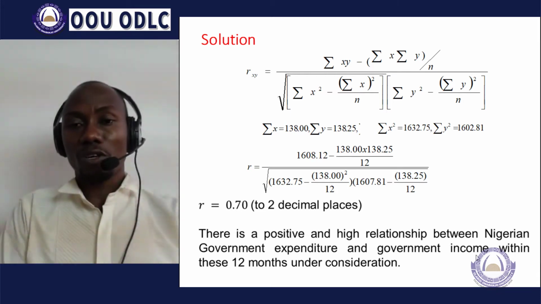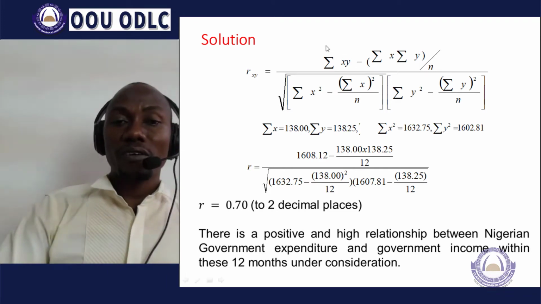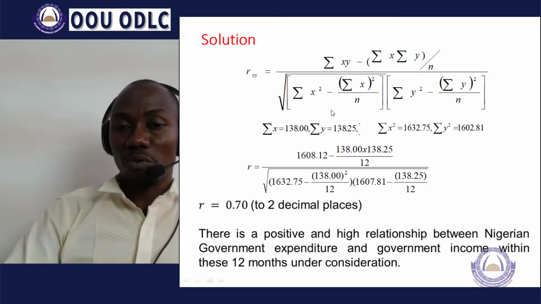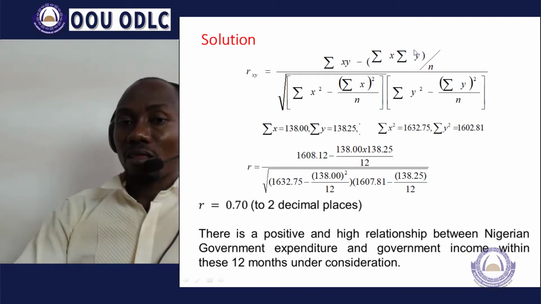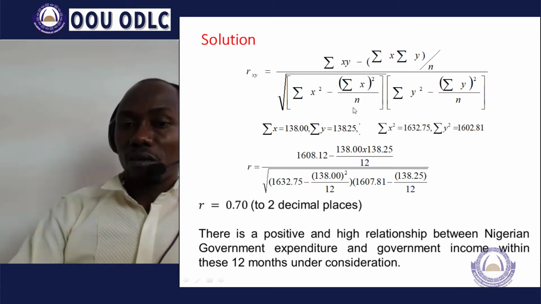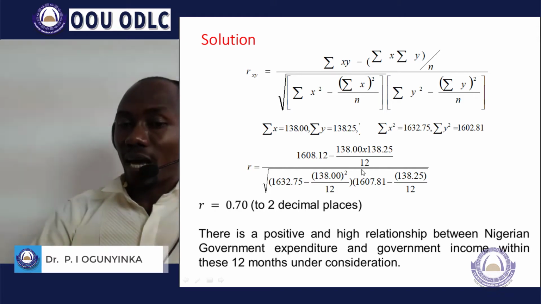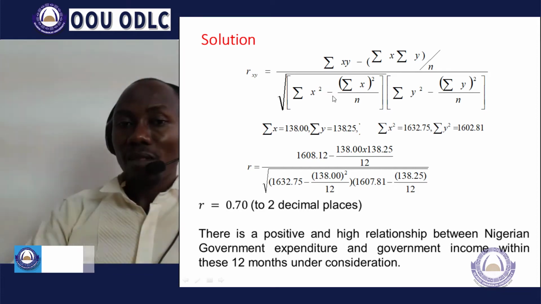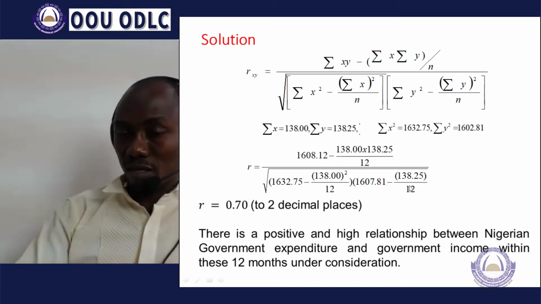We move ahead to substitute these summations that we have obtained in the previous table into the formula of Pearson's product moment correlation coefficient. You substitute the summation of the product of X and Y, which has been obtained in the previous table to be 1,608.12, minus the summation of X times the summation of Y divided by small letter n, which is the total number of observations, 12 in this case. Similarly, you substitute into the denominator as well.